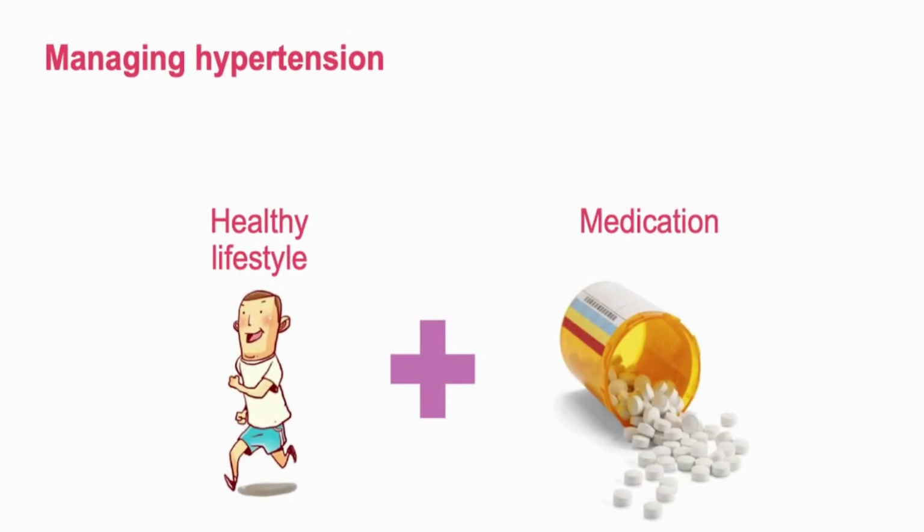Managing hypertension. There are two ways to manage hypertension: practicing a healthy lifestyle and taking your medication regularly. The aim of a healthy lifestyle is to control risk factors such as tobacco use, harmful use of alcohol, physical inactivity, and high salt intake. If your blood pressure is very high, then your doctor may recommend that you start taking drugs right away, but you need to continue pursuing a healthy lifestyle.